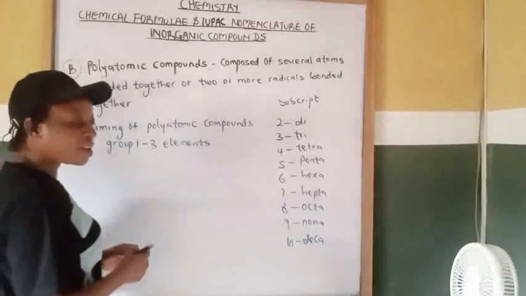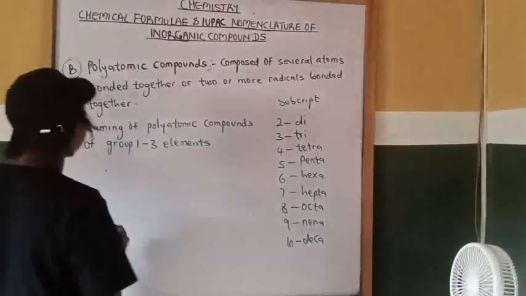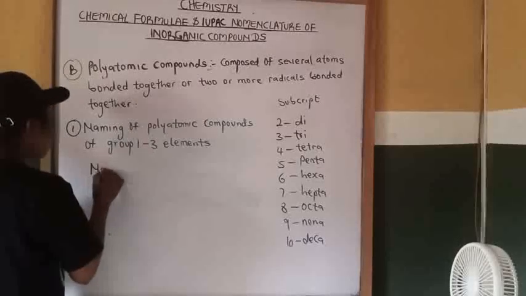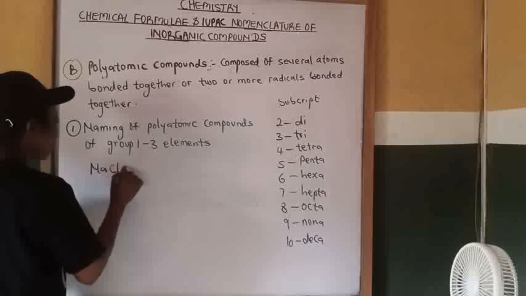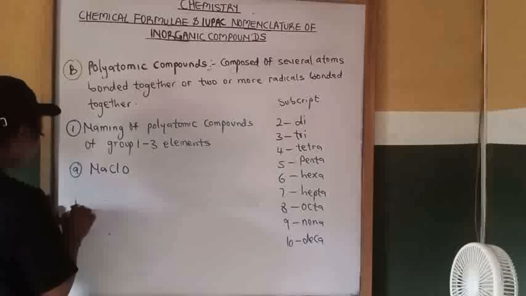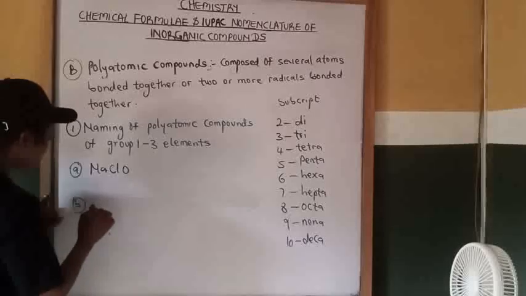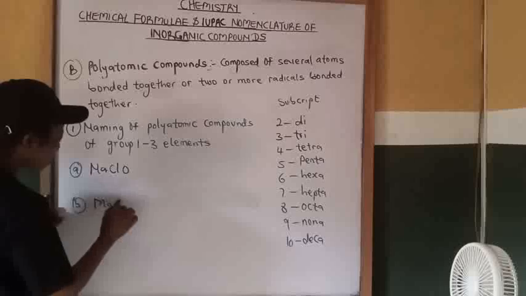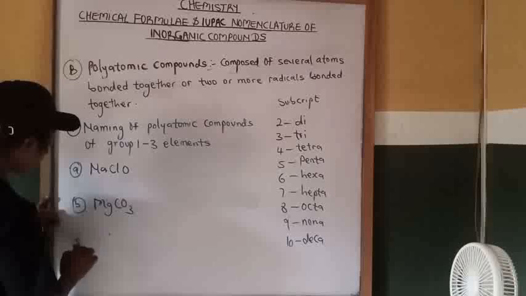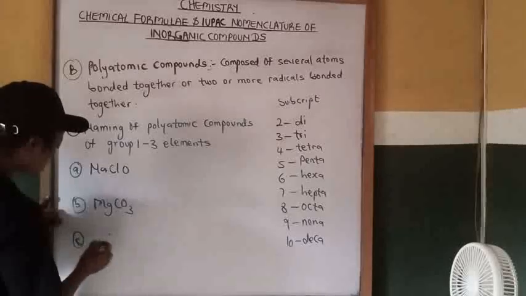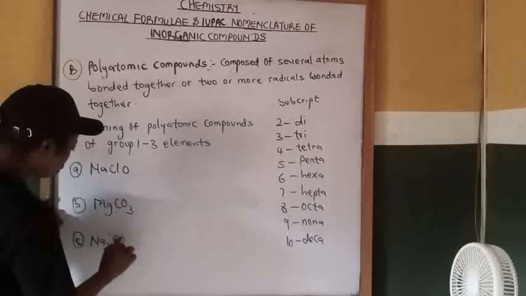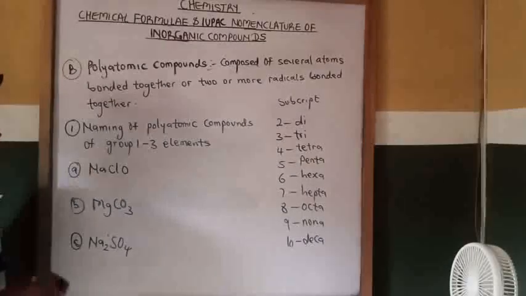Let's start with the following examples. So we are going to name the following compounds under naming of polyatomic compounds. Let's take this one as A, NaClO, B, Na2CO3, then C, Na2SO4.